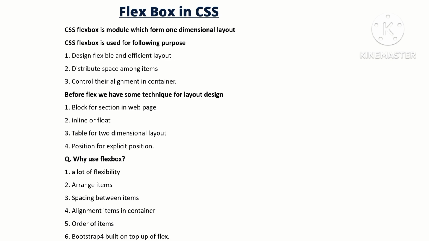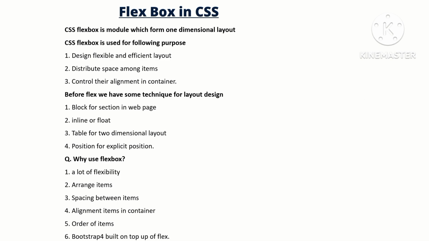Third one is table. Tables were used for two-dimensional layouts, but they were not designed for modern flexible layouts. Fourth one is positioning. Positioning allowed for explicit placement of elements, but it required manual adjustments and was not responsive. So these techniques had their own limitations, and that's where Flexbox comes in, offering a more efficient and flexible way to design layouts.